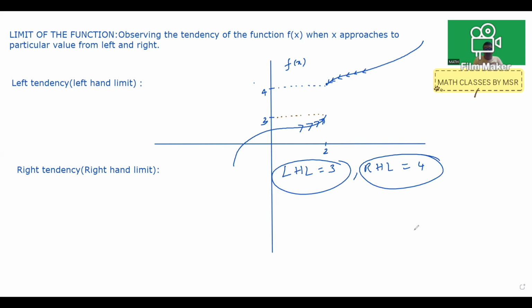Always, LHL should be equal to RHL. Then only we say that the function's limit exists. Left hand limit should be equal to right hand limit. In the previous two examples that we discussed, both left and right hand limits exist and both are equal.